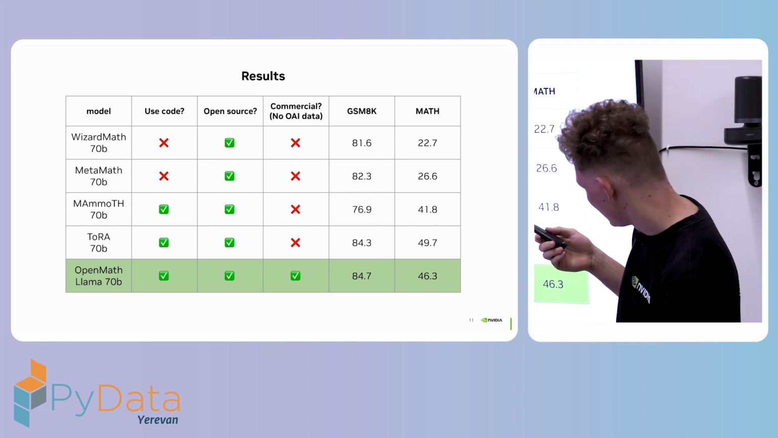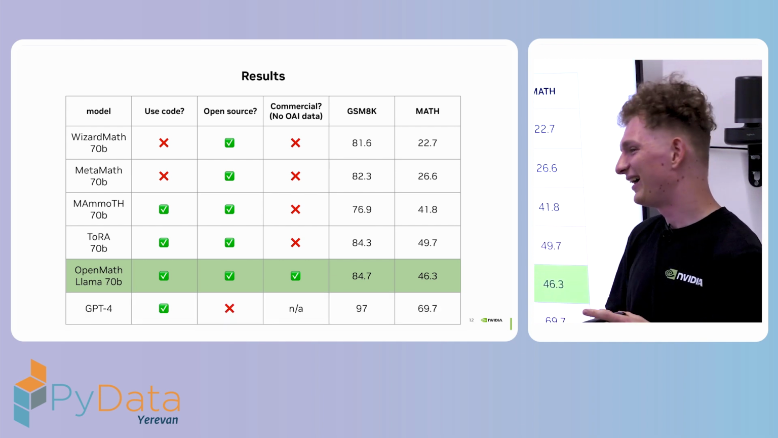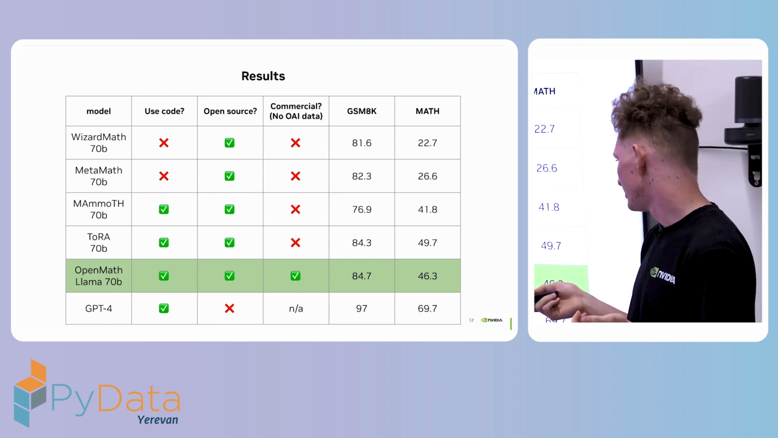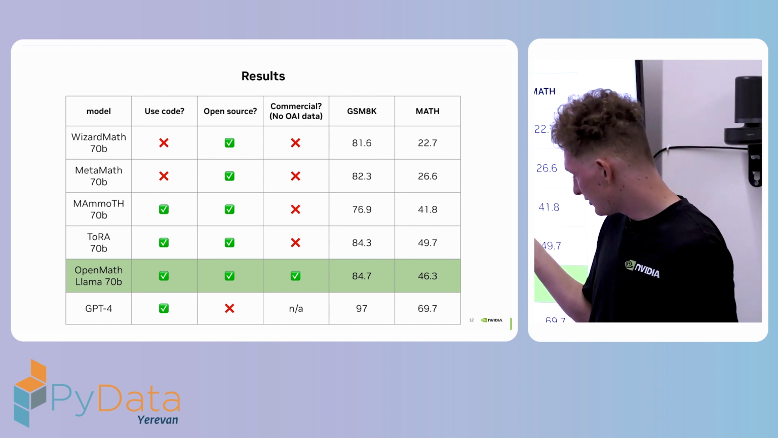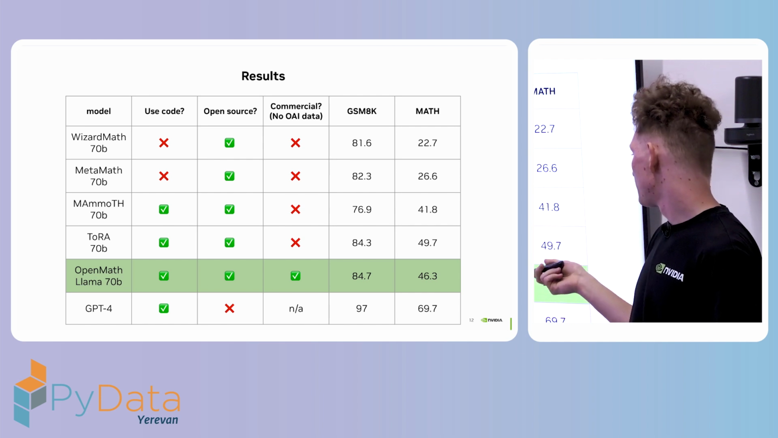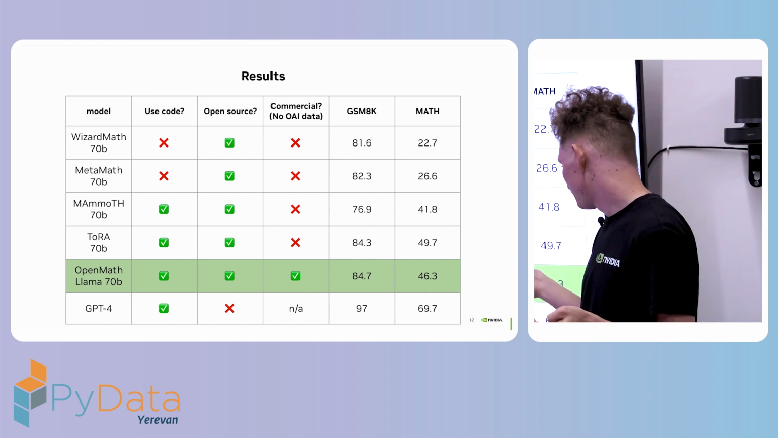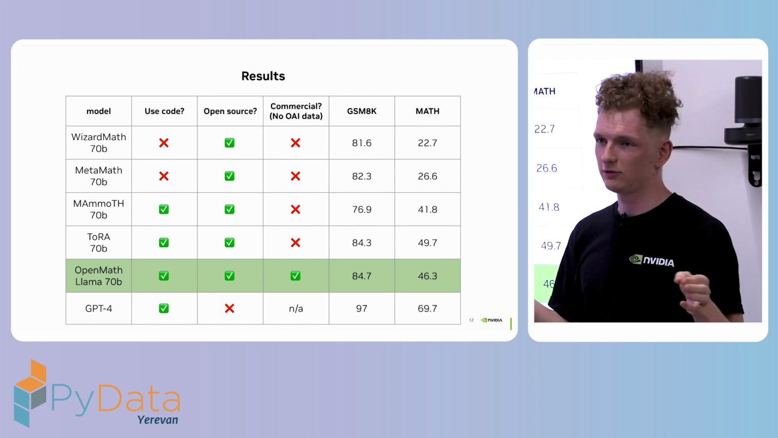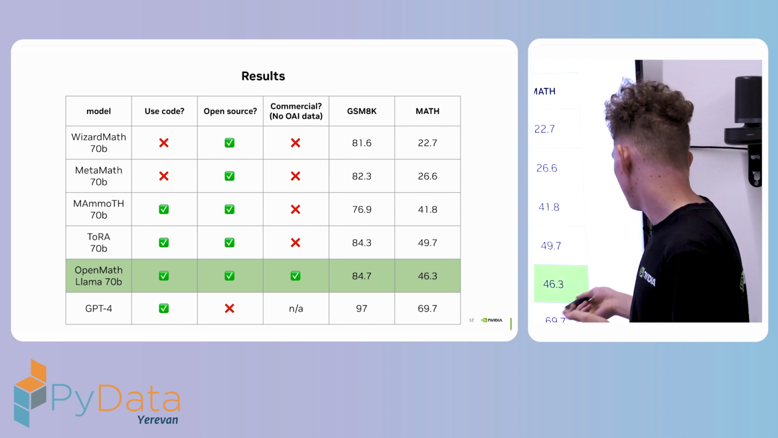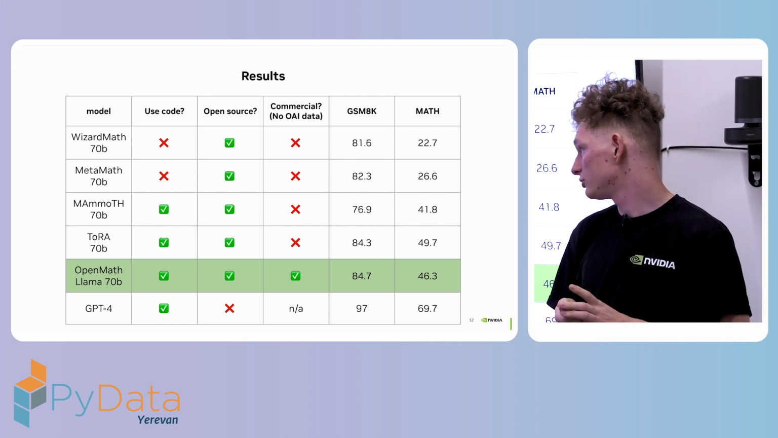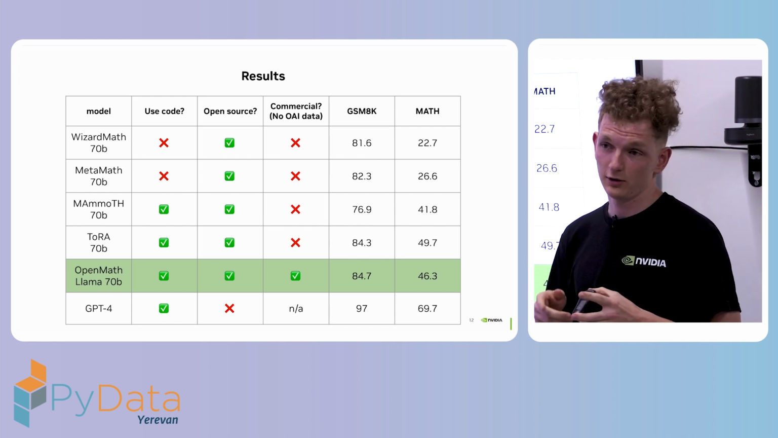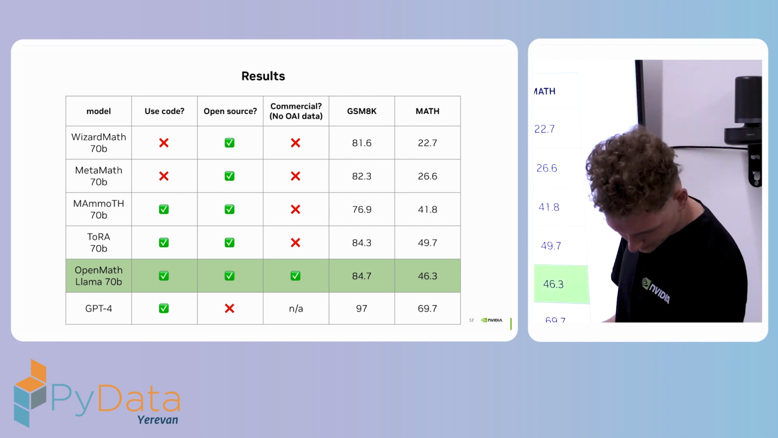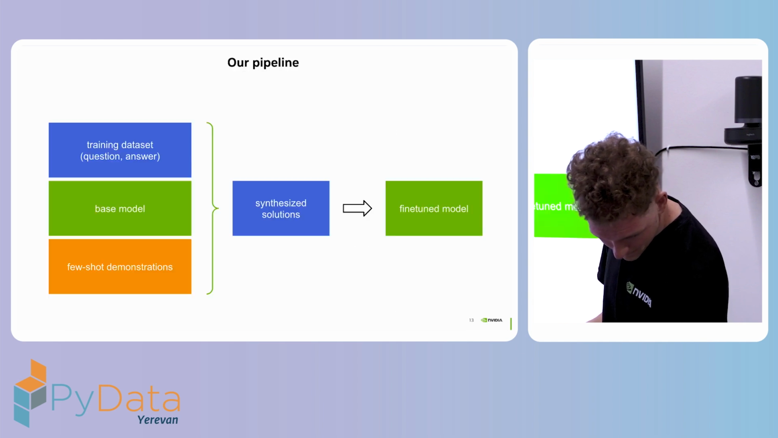But GPT-4 is still way ahead of any models based on open source. So as you can see, when GPT-4 is using code, it gets like 12% more on GSM8K, 97, almost like solved the benchmark, and 70% on the MATH, which is also pretty impressive. And I think the latest models of GPT-4 are even better on MATH using code.